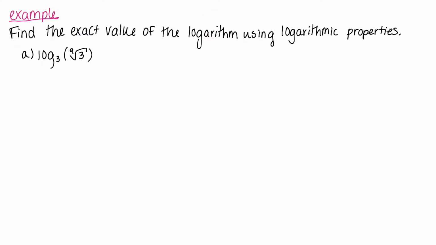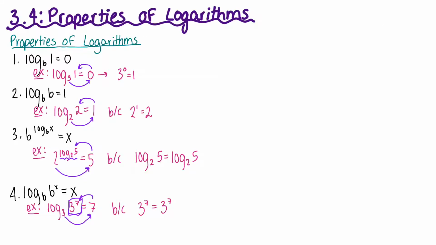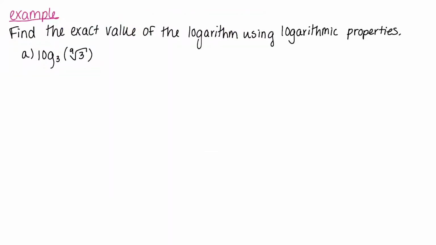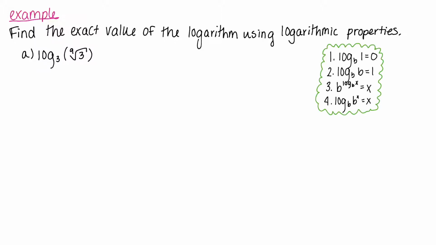So let's do an example or 2 or 3 using those properties. So we're going to find the exact value of the logarithm using the logarithmic properties listed back here. Why don't I pause it and rewrite the properties on this page real quick. All right, so we have these properties written over here now. All right, so we want to find the exact value of this logarithm here.